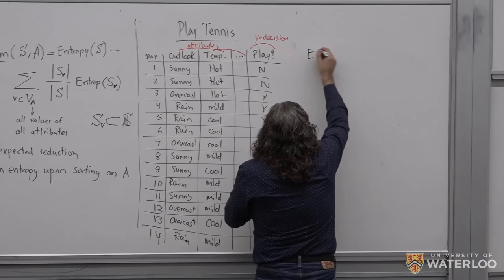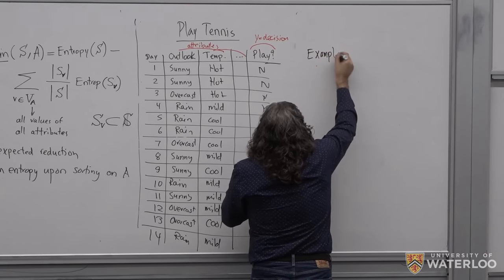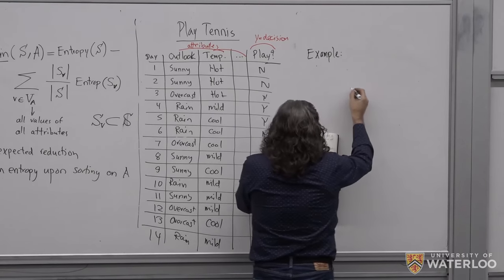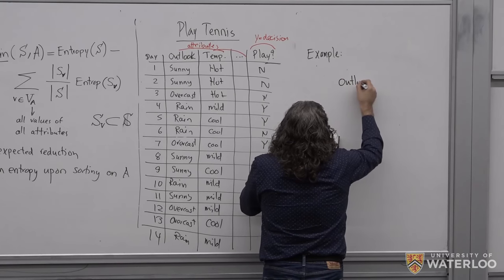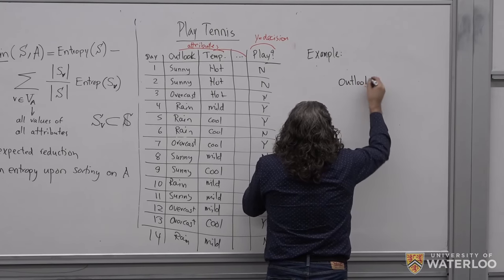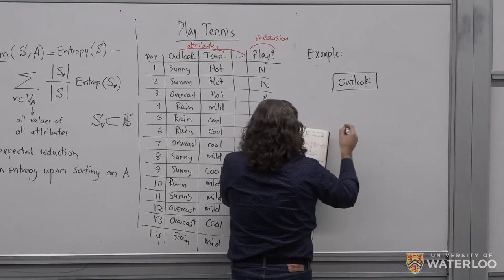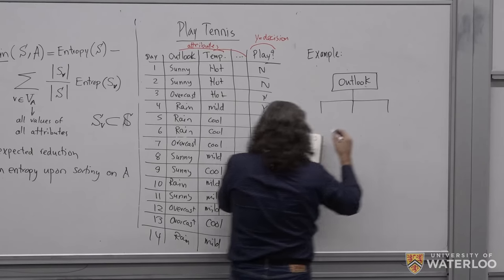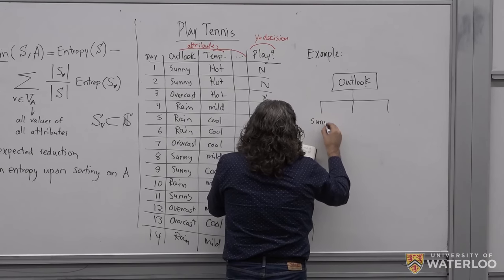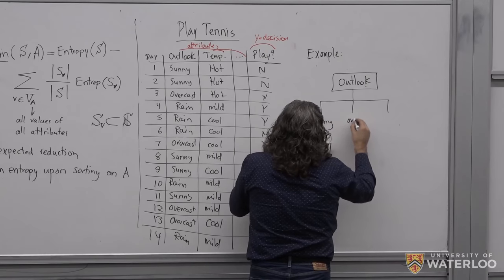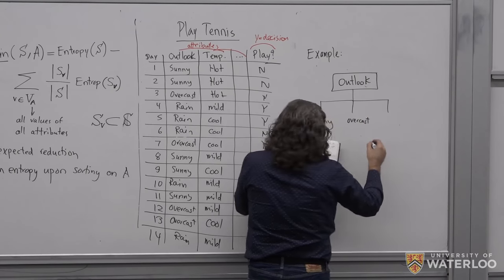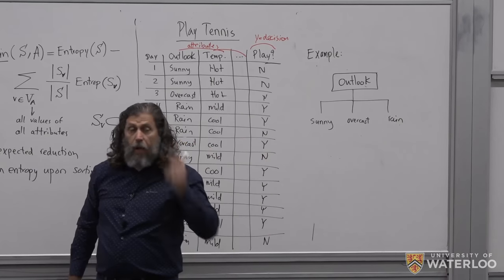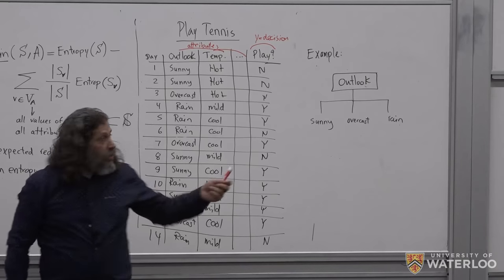Outlook. Now I'm separating the outlook as one attribute. Outlook has three values. It has sunny. It has overcast. It has rain. The problem is not tri-value. The problem is still binary, because the classification is yes and no. But I have multiple values for my attributes. It has nothing to do with the classification itself.